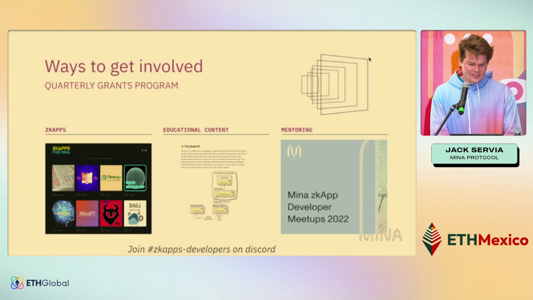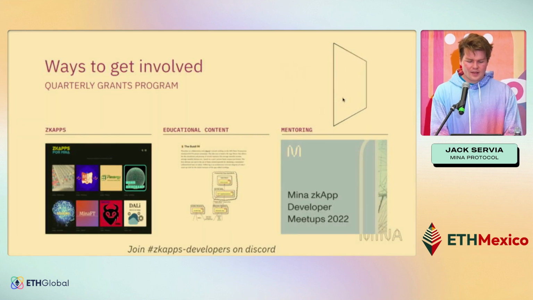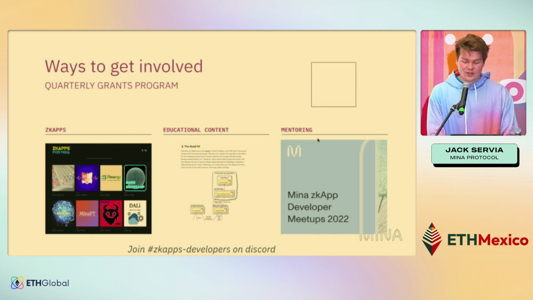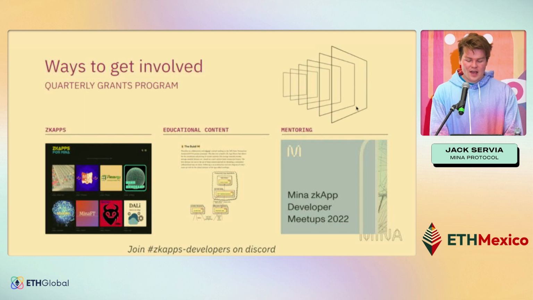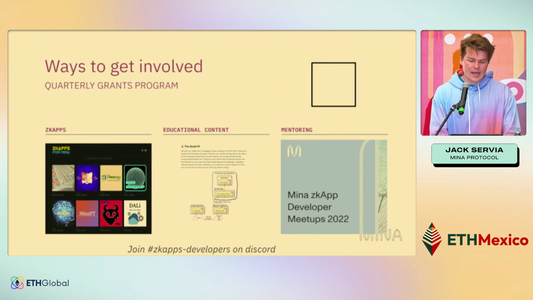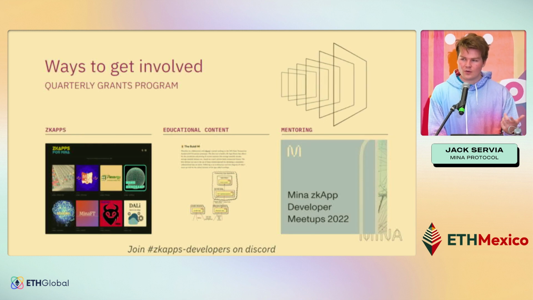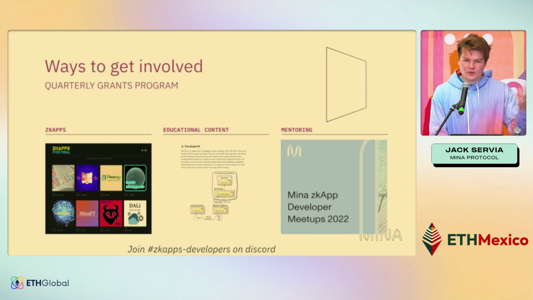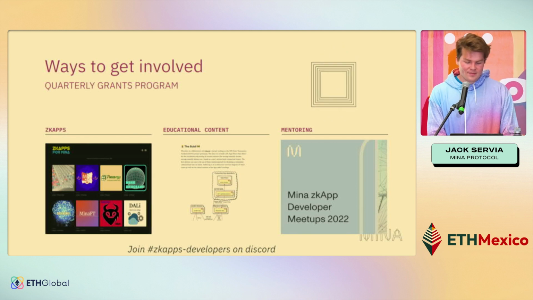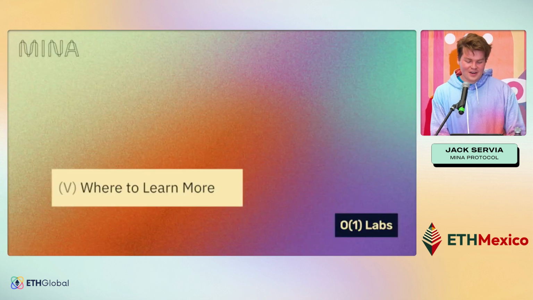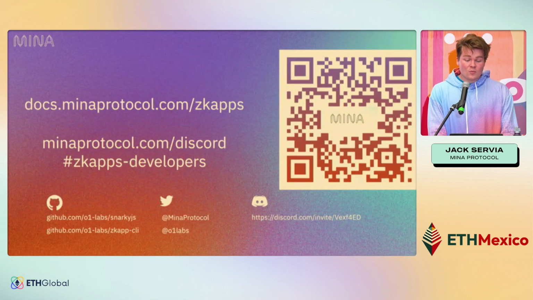Where you can get involved is we have build zkApps, make educational content, and help mentor people. You should join the zkApp developers channel on Discord. It's full of people who are building zkApps. And we have backward-looking grants quarterly. So if you do good stuff, we might just give you money, but not until you've done good stuff. You can learn more in the zkApp developer Discord, which is the best place, and the docs. These are the two places to go to.